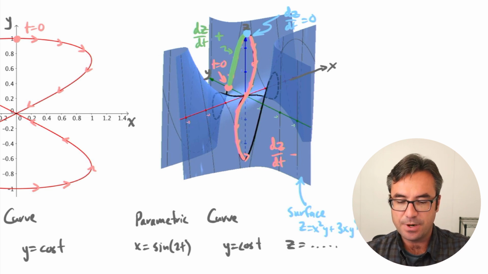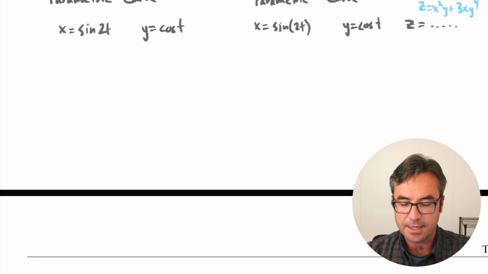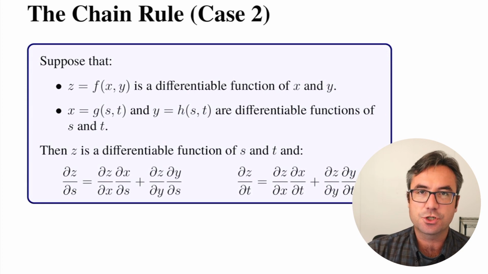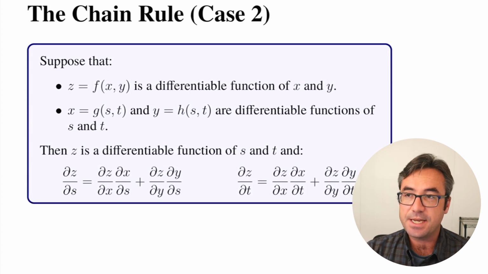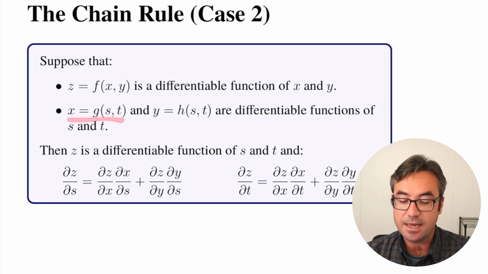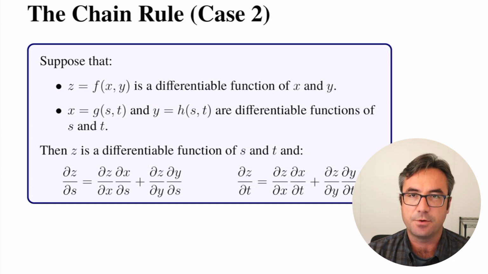All right, so it helps to have a picture like this. And what we're going to be looking at in class next is another version of the chain rule, but this time it'll be where z is a function of x and y, and x and y are also multivariable functions rather than just single variable functions.